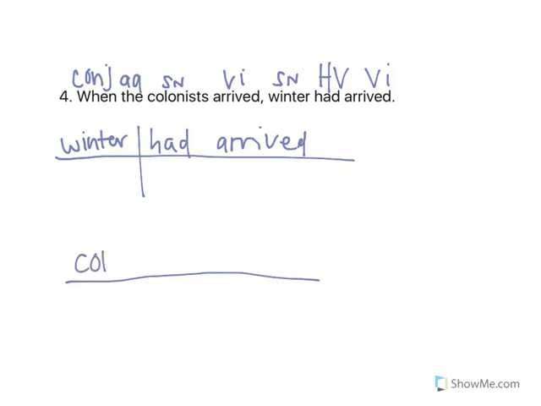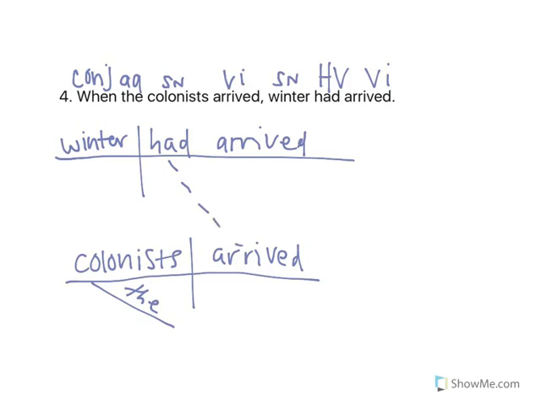And our subject of the dependent is colonists. And an article adjective modifying colonists. We're just going to connect this with our subordinating conjunction right here. And of course this is going to be a complex sentence, and it's going to be a declarative sentence.